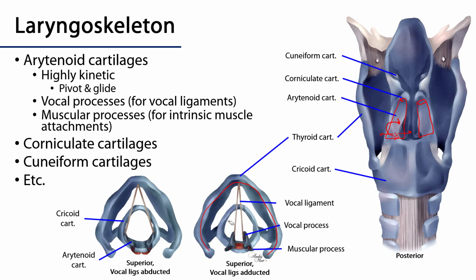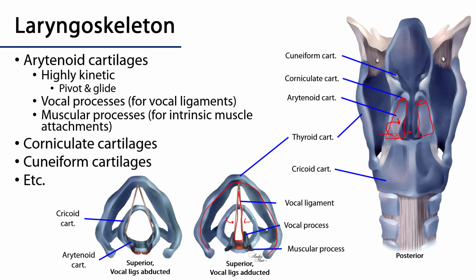Here we can see the vocal ligaments are adducted, so they have been swung towards the midline. They are not completely adducted. Otherwise, this space, which is the rima glottidis, would completely go away. But these are moved more towards the phonation position.